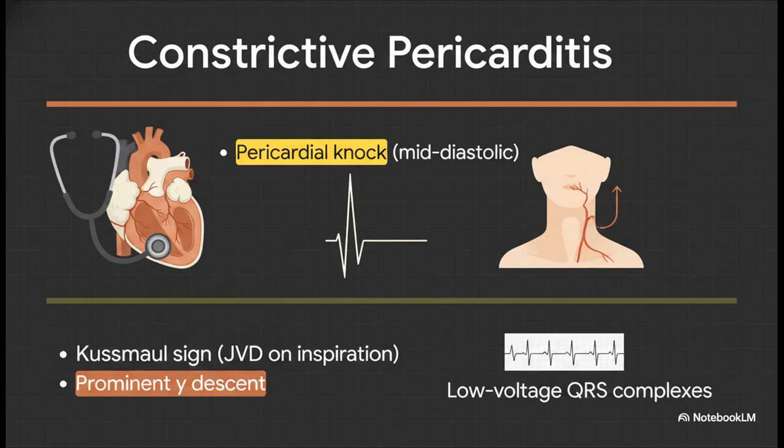You need to be on the lookout for right-sided failure buzzwords, peripheral edema, ascites, and a pulsatile liver. On exam, you'll hear a pericardial knock. That's an early to mid-diastolic sound of the ventricles slamming into that rigid, thickened pericardium. You'll also see the Kussmaul sign, where JVD actually goes up when they breathe in, a prominent Y descent, and low-voltage QRS complexes on the ECG. Definitive treatment? That often requires a surgical pericardiectomy.